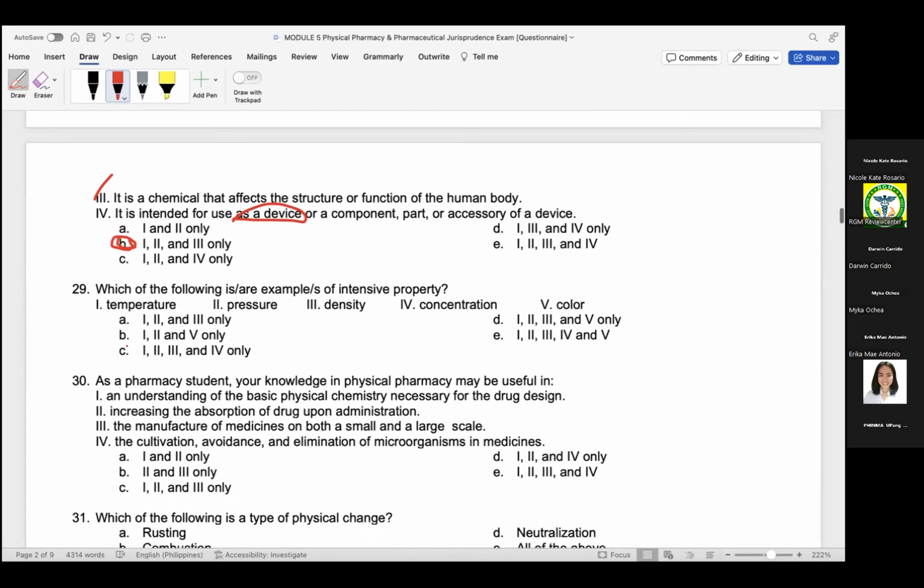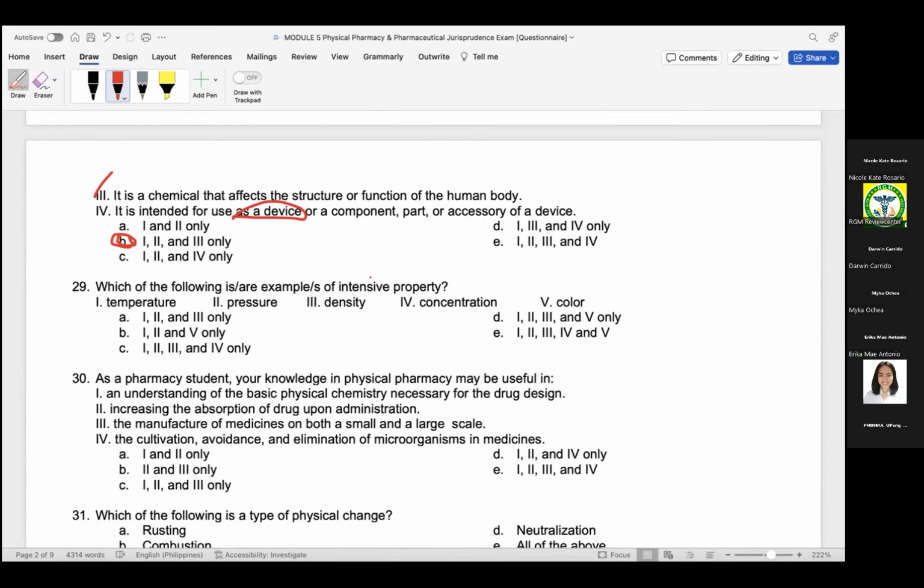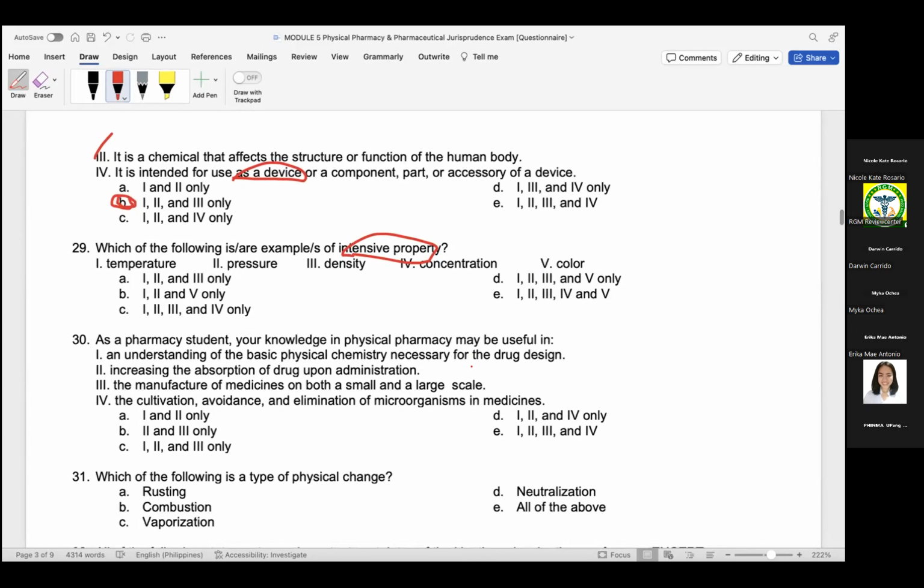Next, number 29. Which of the following is or are examples of intensive property? Remember when we say intensive property, they are independent of the quantity. So they do not change regardless of the amount of the substance. So 1, 2, 3, 4, and 5 are all intensive or independent variables or properties. So therefore, the correct answer is letter E.